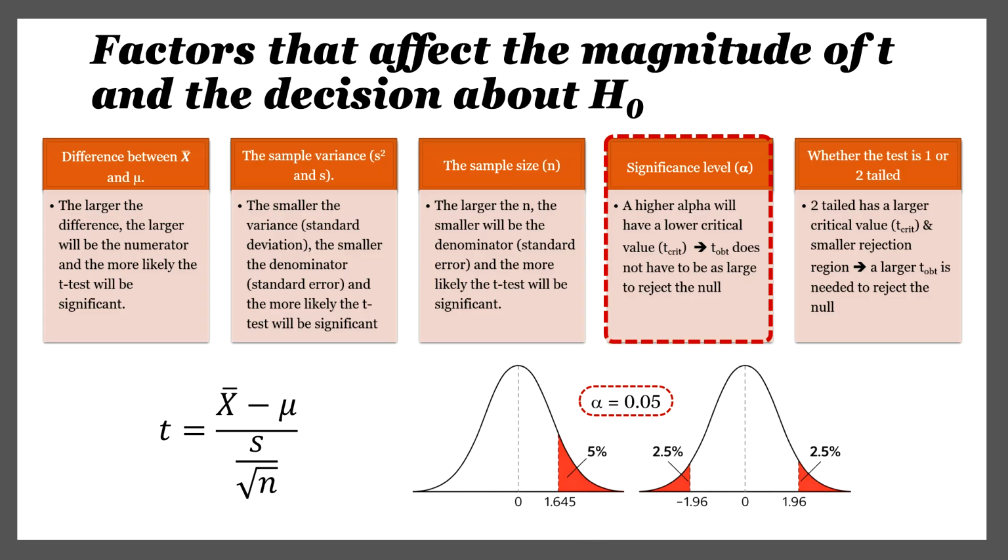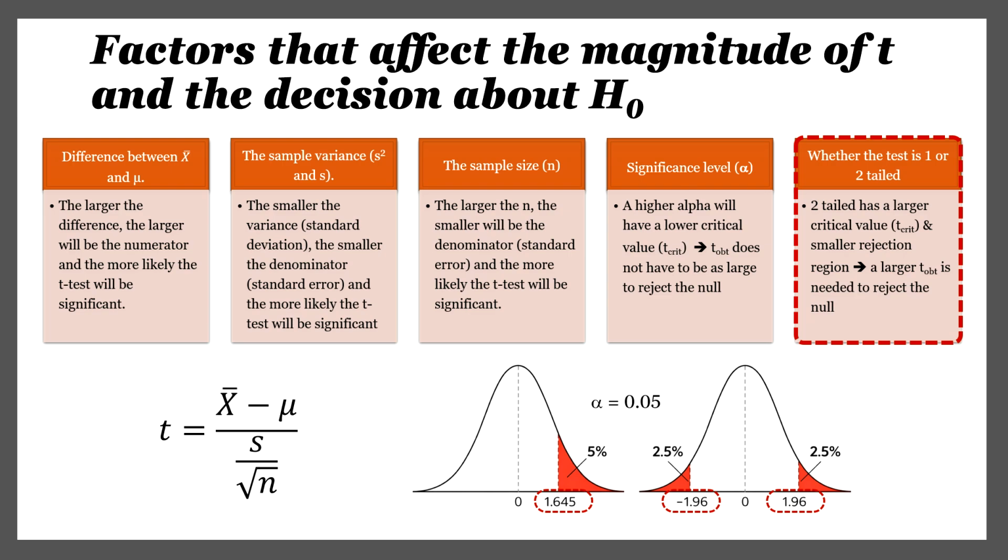Okay, and so next we have your significance level, or your alpha. And so alpha does not have any direct effect on the t-statistic, but it does affect your critical values. And so a larger alpha means fatter tails, means the critical values get pushed in closer to the mean. So the critical values are not as large, and therefore your t-statistic does not have to be as large in order to exceed the critical value and reject the null hypothesis.